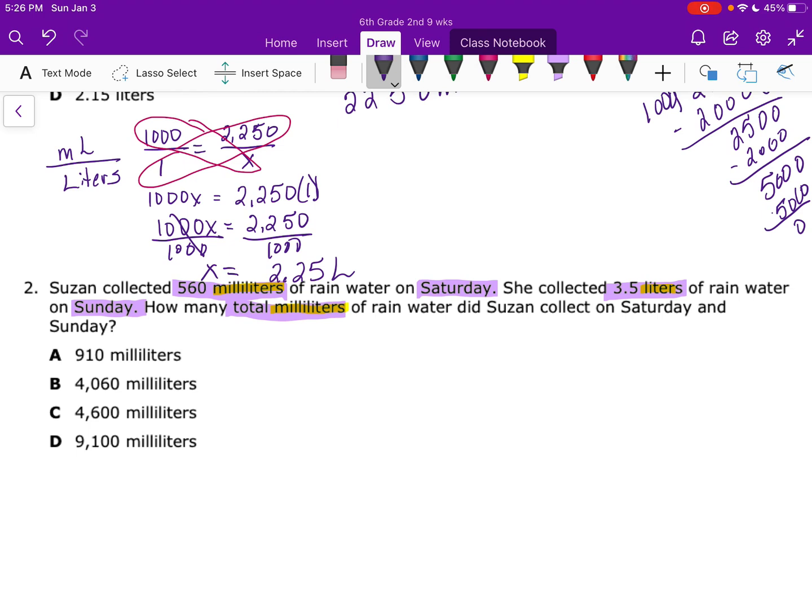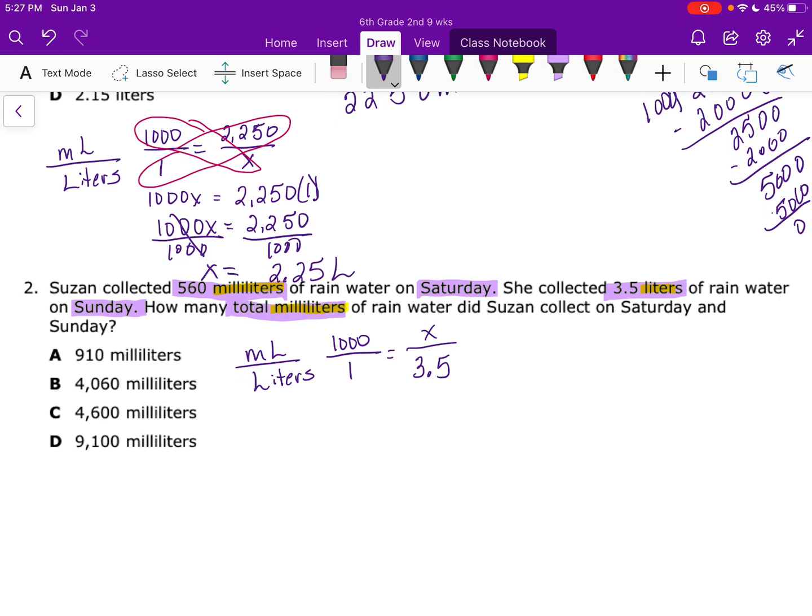All right, so again, our ratio will be milliliters to liters. You would look at your chart to see what that relationship is. There's 1,000 milliliters in 1 liter. And then we have 3.5 liters that we're trying to figure out about. So the 3.5 liters goes at the bottom. And I don't know how many milliliters that is.